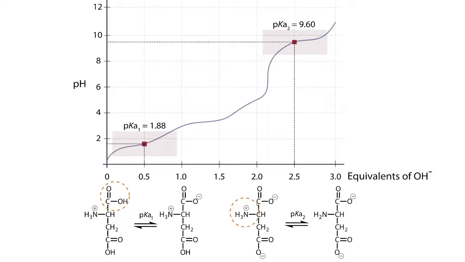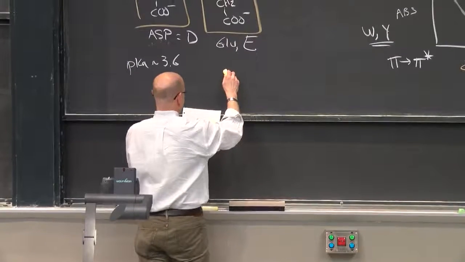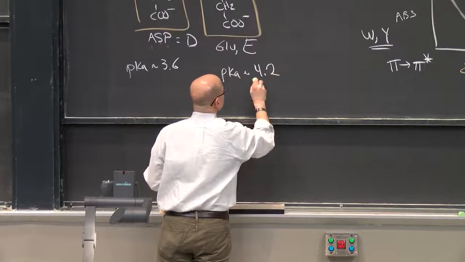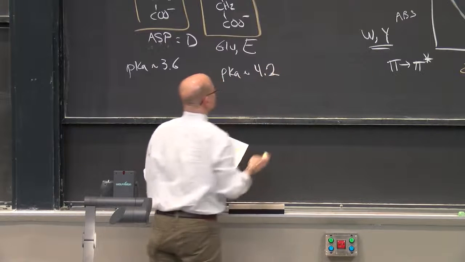And now I find a third pKa. What's going on here? That's the pKa of the side chain. Okay? So the pKa for the side chain of aspartate is about 3.6. And the pKa for the glutamate side chain is about 4.2. And that sort of makes sense, right?